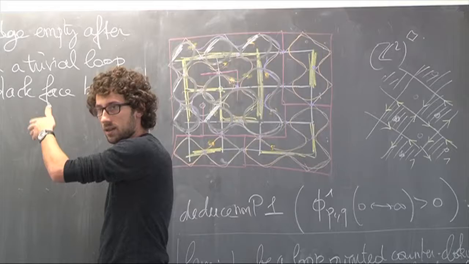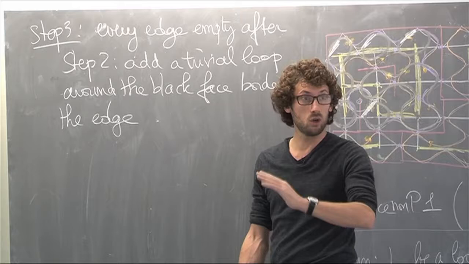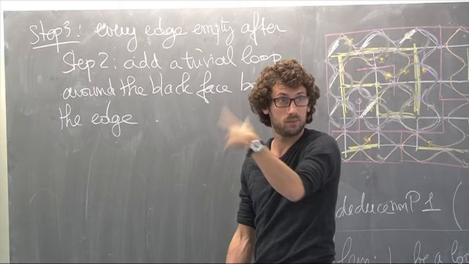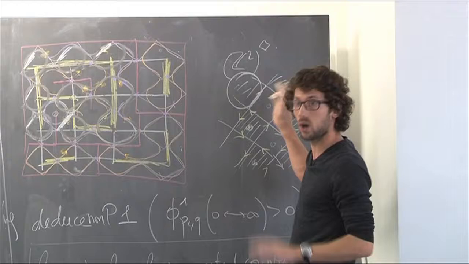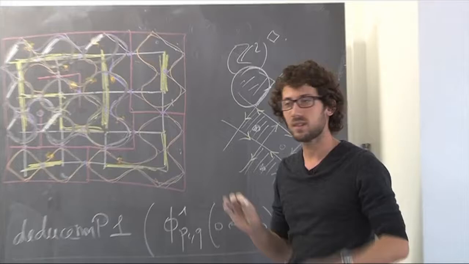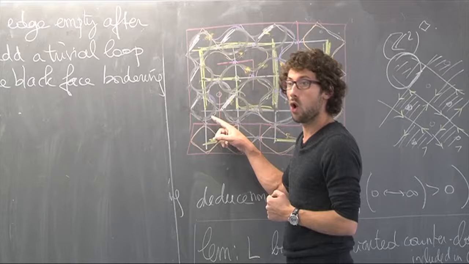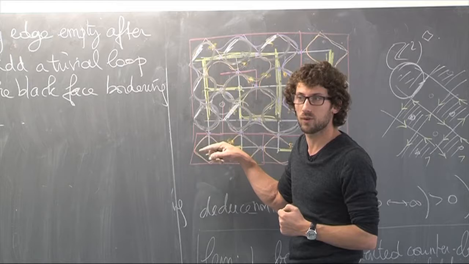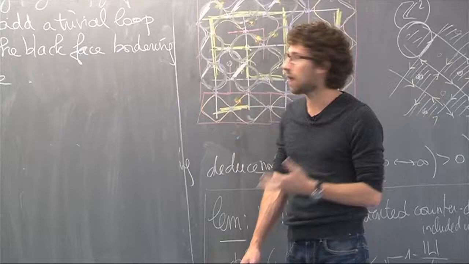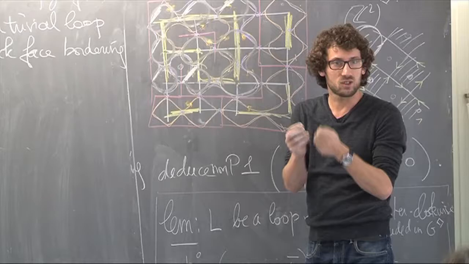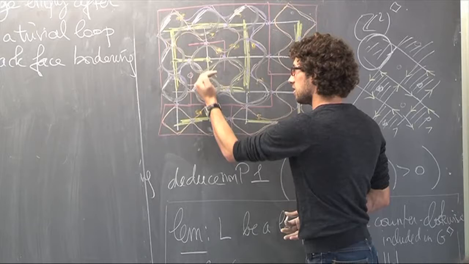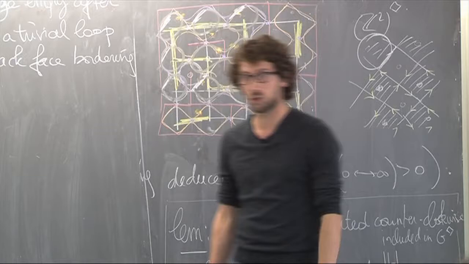Every edge is necessarily going to be on a loop, because every edge which is not on a loop after step two, I add a loop. So of course I'm going to be on at least one loop, but I should check I'm not on two loops. The thing I need to check is that as soon as an edge is not covered after step two, all the edges around the black face that it borders are not covered as well. And this you can check. It's fairly easy to check that it's true. The picture is kind of compelling, but it's a small exercise you can try to convince yourself that indeed, if there is an edge which is empty after step two, in fact all the edges bordering the black face are empty.